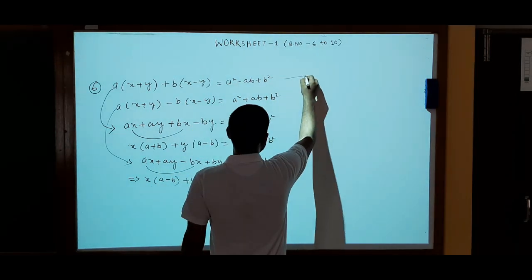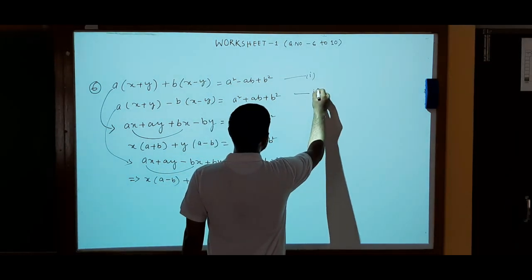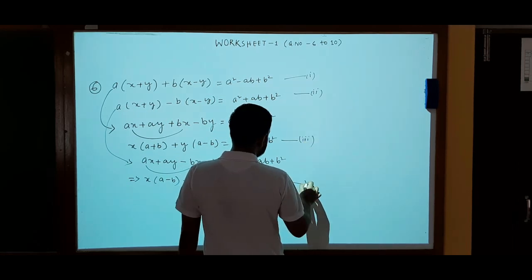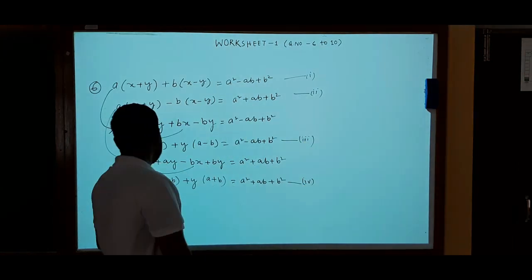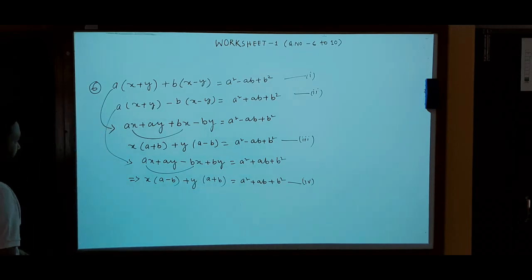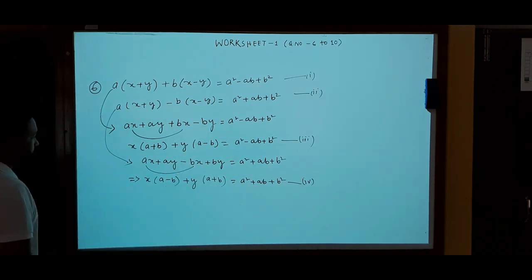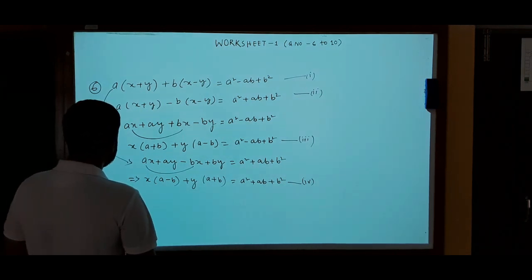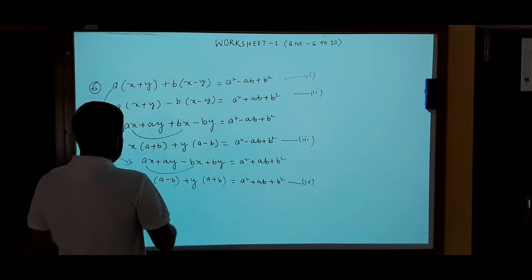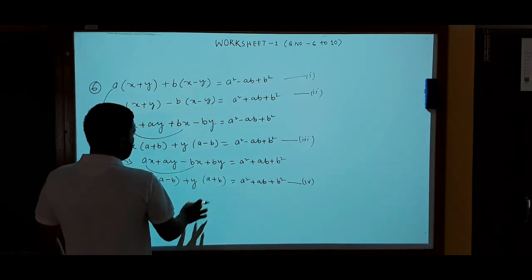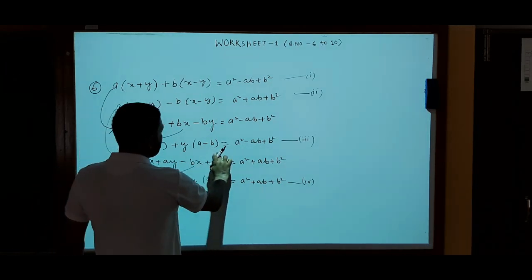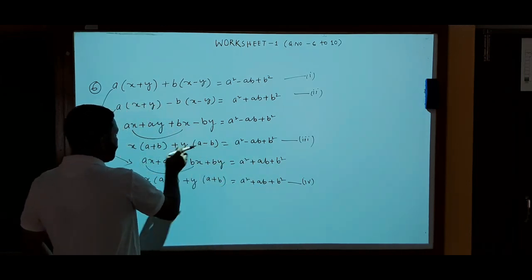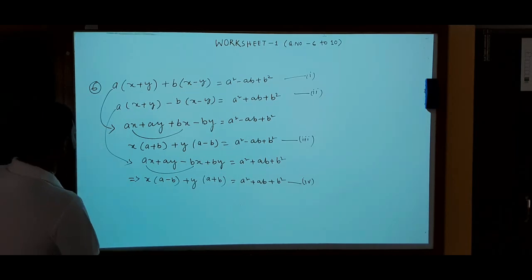Right? If this is equation number 1, this is equation number 2, this will be equation number 3, and this is 4. Now suppose that I want to eliminate y. Just look at its coefficients: a minus b and a plus b. So the entire equation I have to multiply with a plus b, and this entire equation I have to multiply with a minus b. So let's multiply.